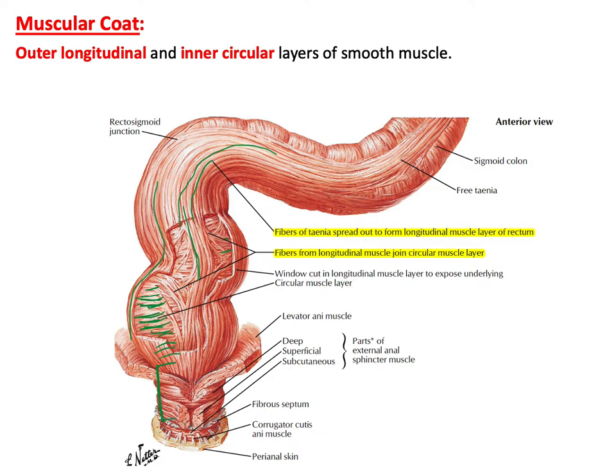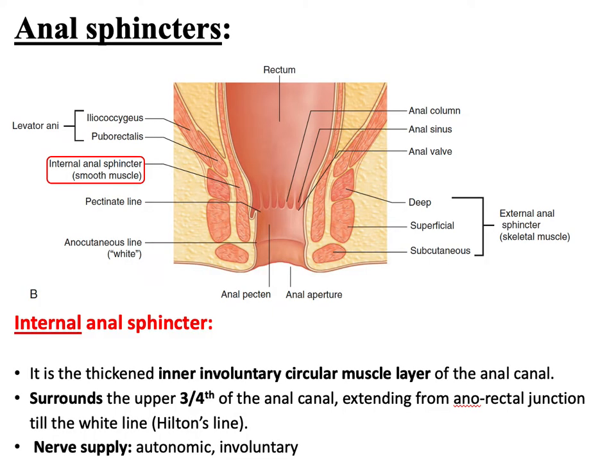Let me show you back what we have here. So where is that? Okay, here I am going to talk now about the internal anal sphincter, as I mentioned, which is the inner involuntary circular muscle layer of the anal canal. You remember, as I showed you in the previous figure in the rectum, there is inner circular smooth muscle, which most importantly is involuntary. That means it is innervated by the autonomic nervous system. That means it is out of our control, right?